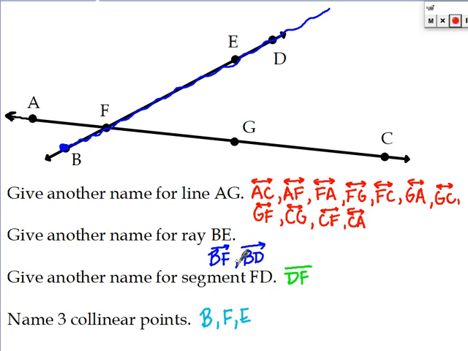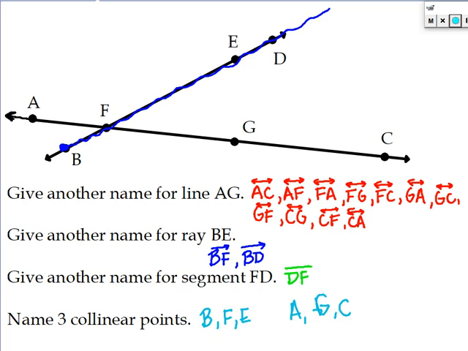And then 3 collinear points, there's a ton of different answers you could use. Any 3 points on the same line. So BFE is what I chose. You could have also chosen AGC. A, G, C. Okay, any 3 points, it doesn't matter.